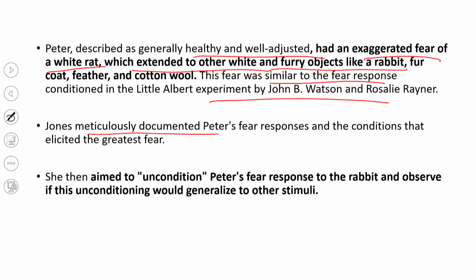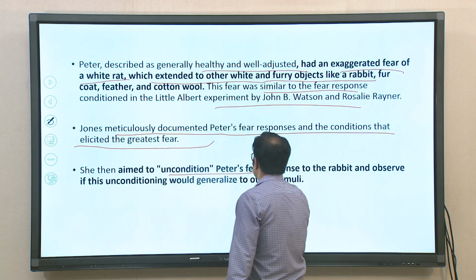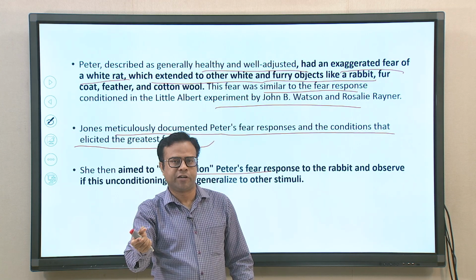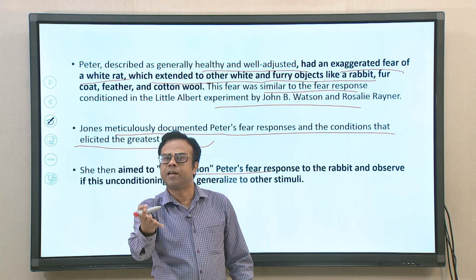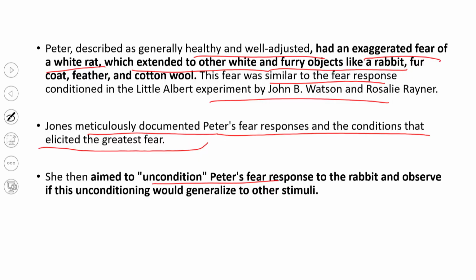Jones meticulously documented Peter's fear response and the conditions that elicited this fear. She tried to understand how fear is created, what the intensities are, and when it becomes stronger, and all this was recorded. She then aimed to uncondition: since fear can be created using classical conditioning, using counterconditioning it can be uncreated or removed also. That is the principle of unconditioning. She examined Peter's fear response to the rabbit and observed whether this unconditioning would generalize to other stimuli or not.